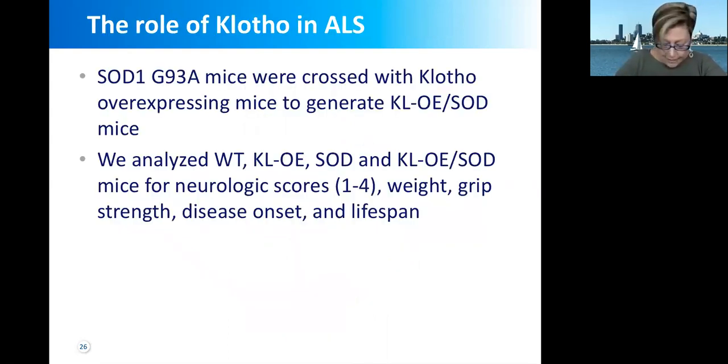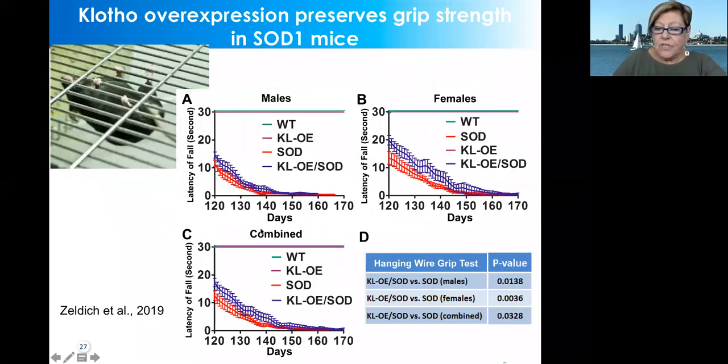So let's move to ALS. I'm seeing my time is going fast. So we took SOD G93A mice and crossed them with Klotho overexpressing mice to generate Klotho SOD transgenic mice. And we analyzed wild type and all 4 groups that were generated for neurologic scores, weight, grip strength, disease onset, and lifespan.